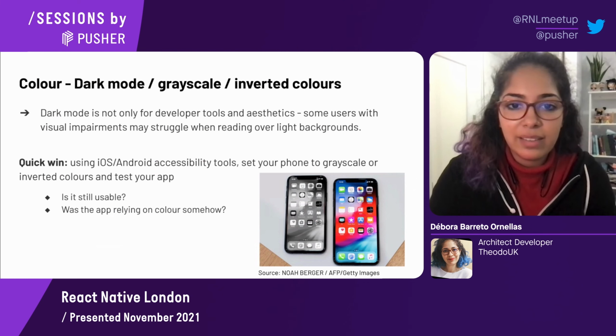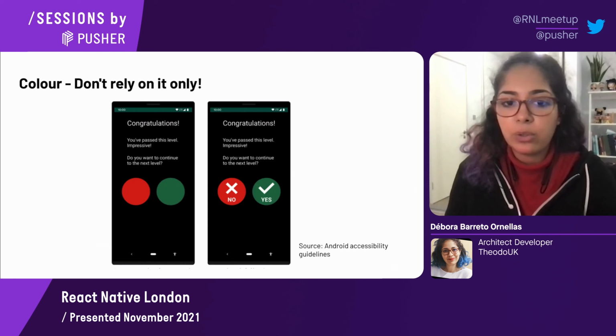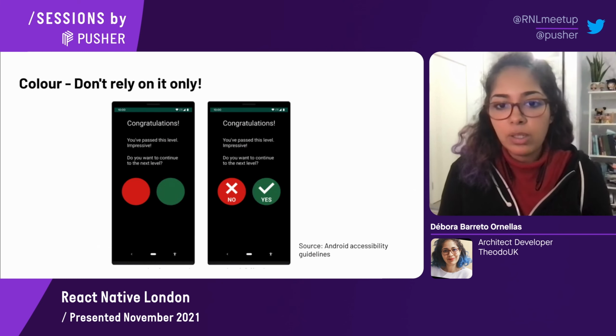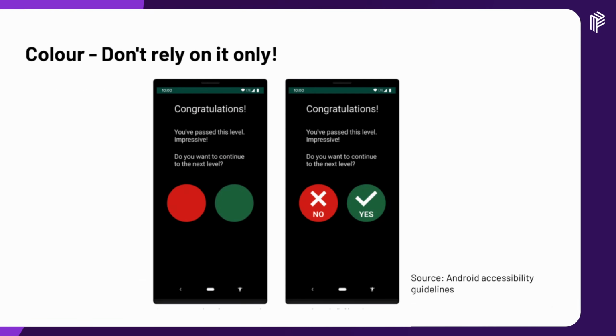And this leads us to the last point about color. Don't rely on color to display any sort of message, because even if the phone is set to full colors, there are users with visual impairments who cannot distinguish colors from one another. So for instance, in this image from the Android accessibility guidelines, if a user cannot distinguish red from green, it means that this feature is completely useless for them. And it's a complete shame. They may give up on using the app.